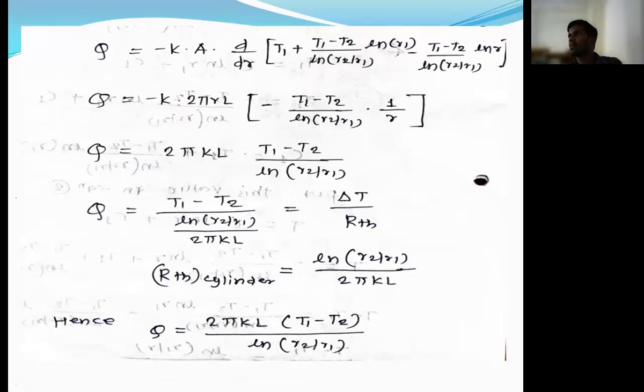T1 plus (T1 minus T2) divided by ln of R2 by R1 into ln of R1, minus (T1 minus T2) divided by ln of R2 by R1 into ln R. Okay, so take the derivative with respect to R.